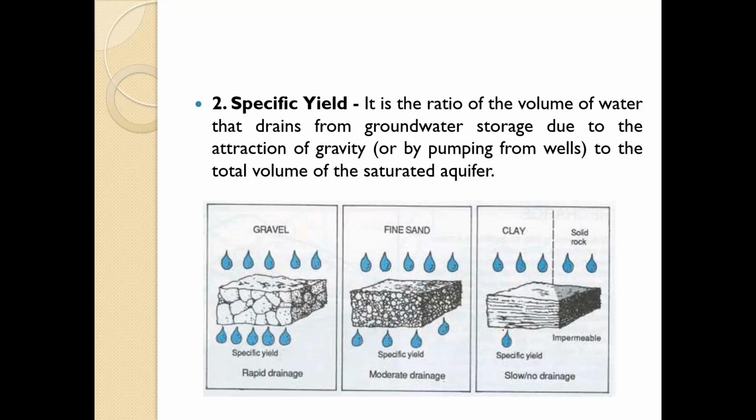Now the specific yield. It is the ratio of the volume of the water that drains from the groundwater storage due to the attraction of gravity or by the pumping from well to the total volume of the saturated aquifer. So here you can see from the gravel, this rapid drainage is there. When the fine sand is there, the moderate drainage is there. And for clay, the slow or no drainage is there, which is quite impermeable in case of the solid rocks.